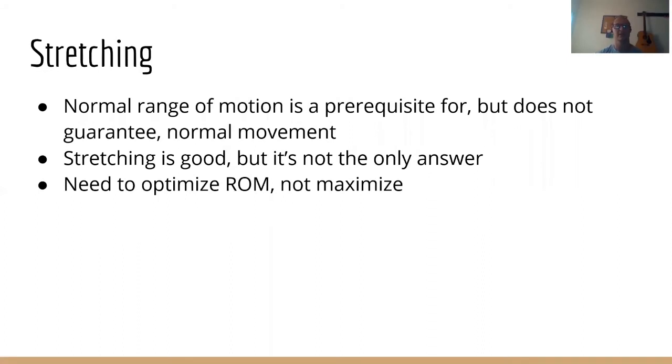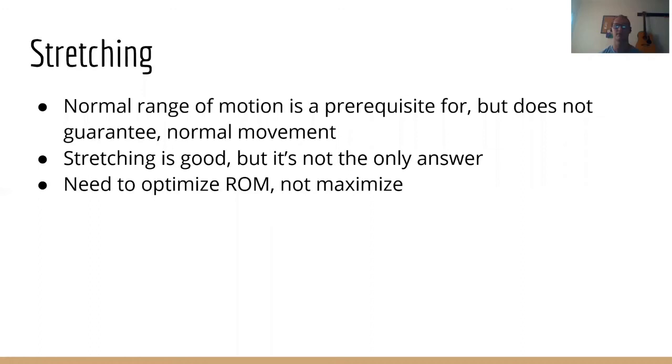So in stretching, it's important to remember that normal range of motion is a prerequisite for, but does not guarantee, normal movement. There's a lot of other factors that play into our ability to move, and we can't forget that. We need to be able to control our bodies as we move the range of motion we possess, and that requires neural control and a lot more factors outside the scope of this presentation.